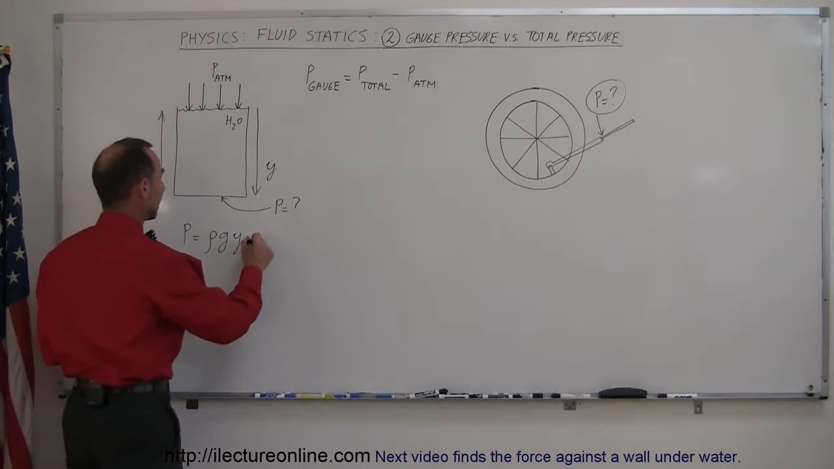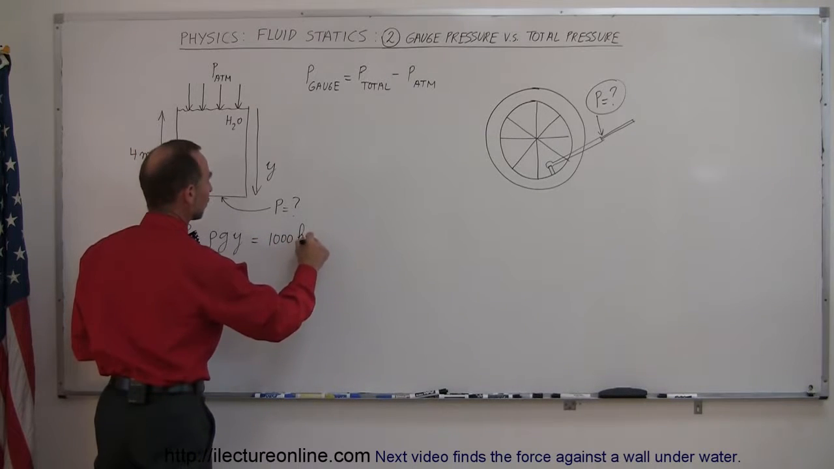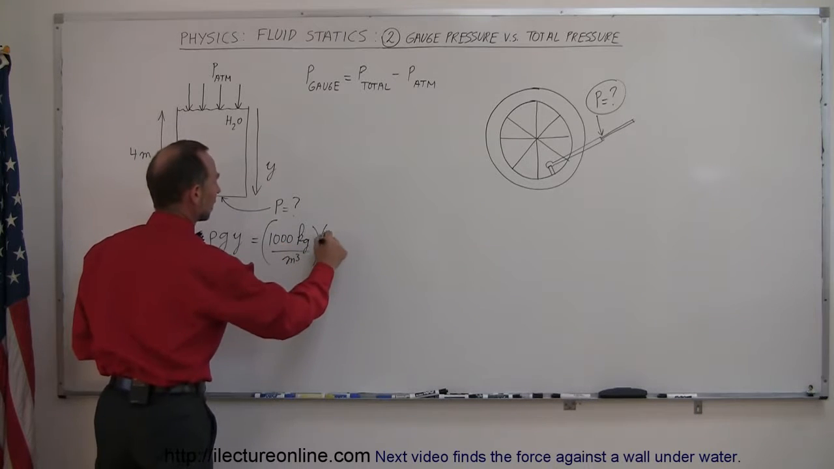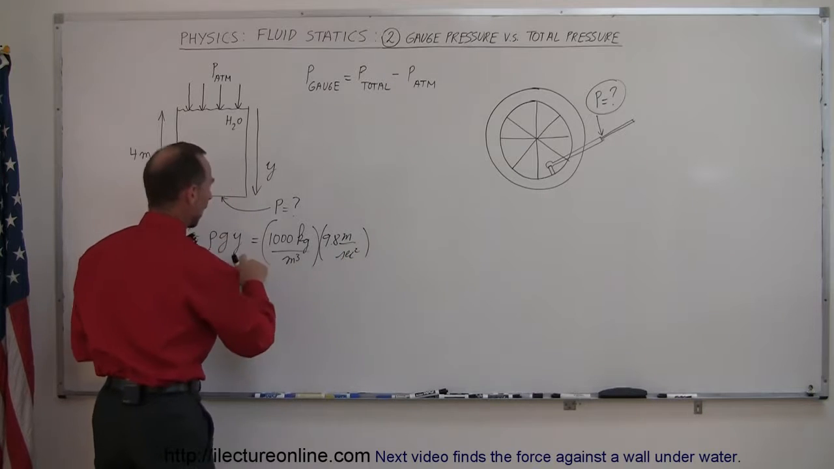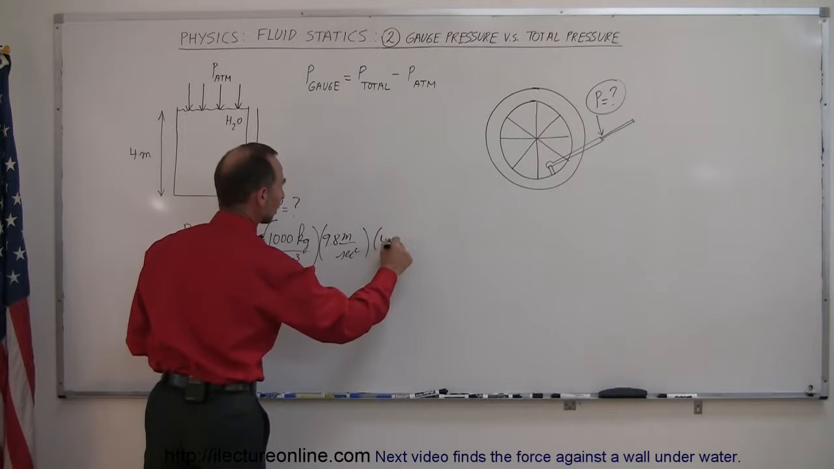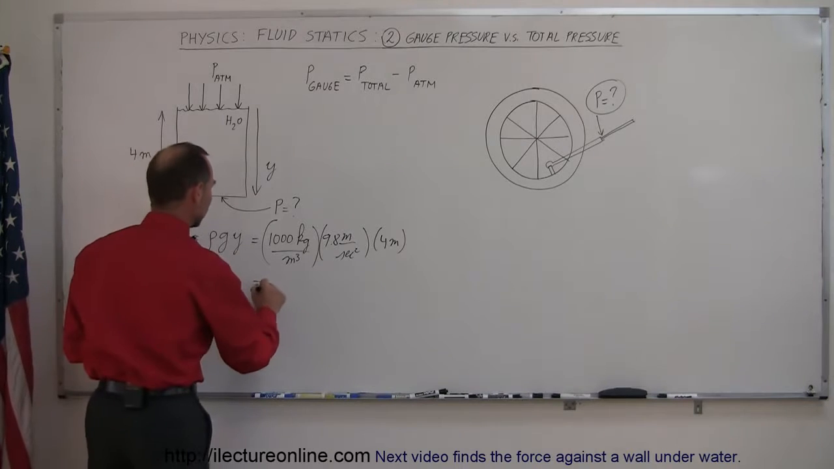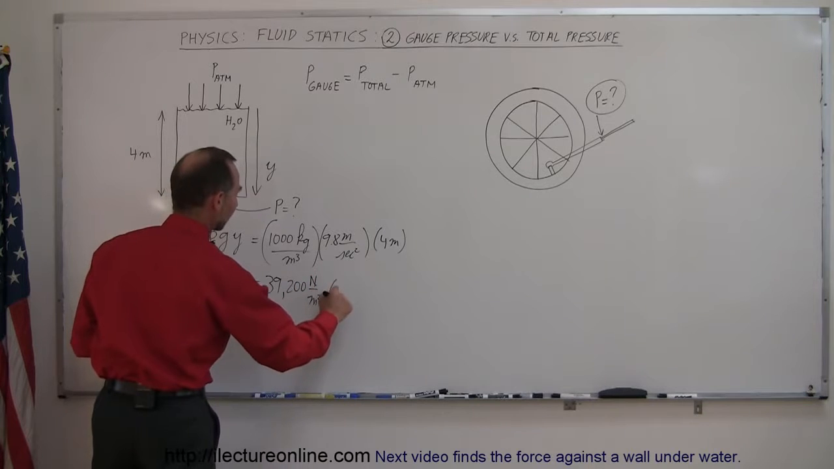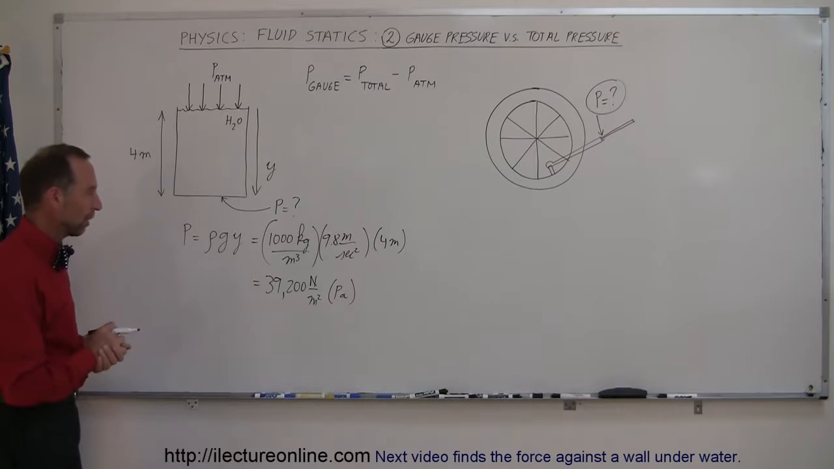Plug in the values: we get the density to be 1,000 kilograms per cubic meter, g is 9.8 meters per second squared, and y then would be 4 meters. That would then be equal to 39,200 newtons per square meter, or pascals, as we like to call them. Those are units for pressure.